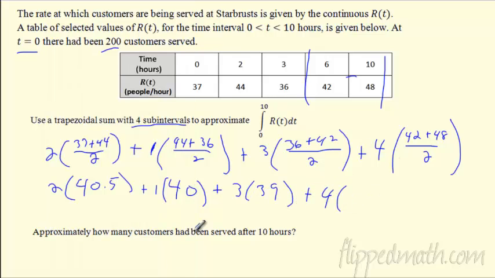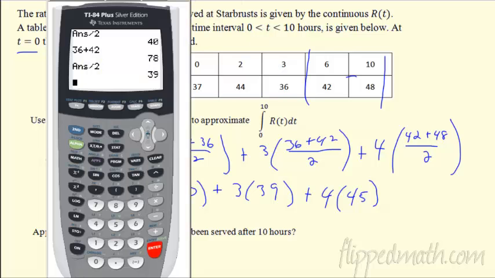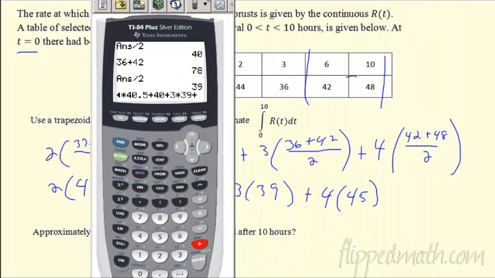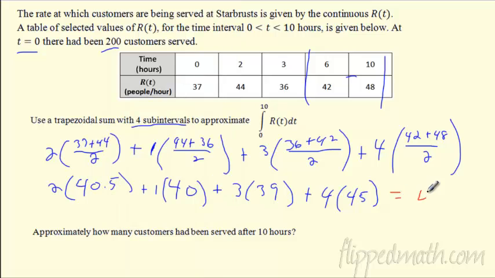And then the last one is going to be 4 times 90 divided by 2 is 45. Look at that mental math. Now I'm going to type all of that into the calculator: 2 times 40.5 plus 1 times 40 plus 3 times 39, plus the last term. The calculator can handle order of operations in this case because it's just adding and multiplying, so you don't need to worry about parentheses here. Plug these in, and what do I get? 418. That is awesome.